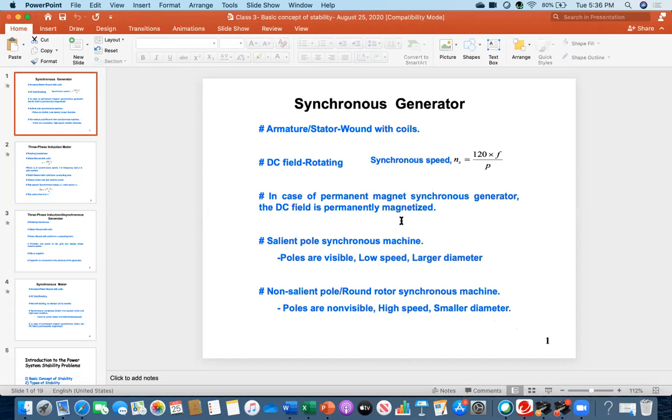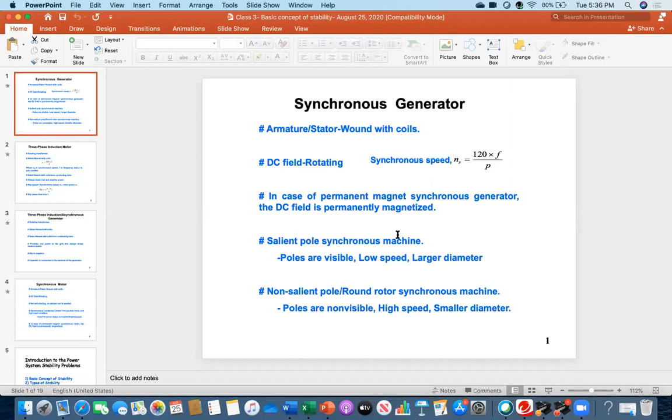And as I told you, this is opposite to the DC generator. In the case of the DC generator, we discussed that the DC field remains static and the coils together with the armature move. But in this case, it is opposite. I have written armature or stator wound with coils, and then DC field rotating, and on the right side I have written the rotating speed, synchronous speed, ns = 120f/p. This is the amount of speed.